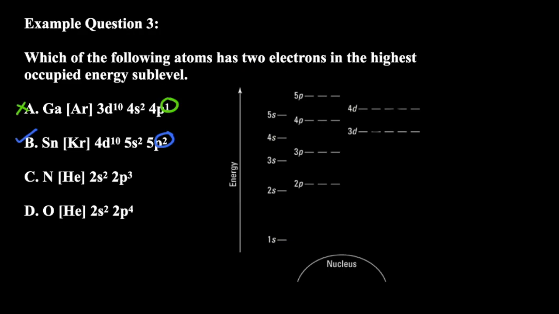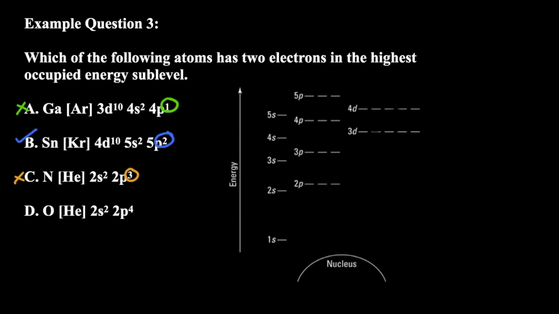But let's move on to C, and C says we got nitrogen, with 2s2 and then 2p3. So we have a 2s2, and then a 2p3, and you can see again that the p is going to have a higher energy level, and we're going to have 3 electrons, not the 2 that we're looking for, so it would not be this one.